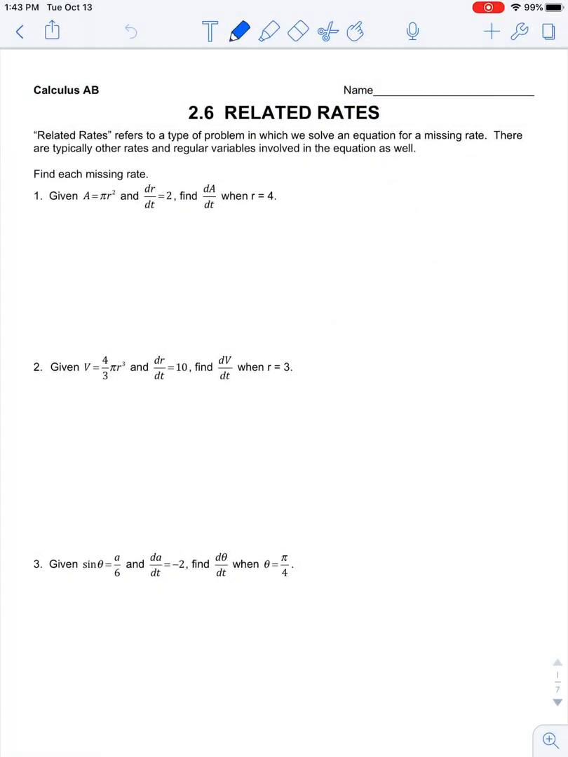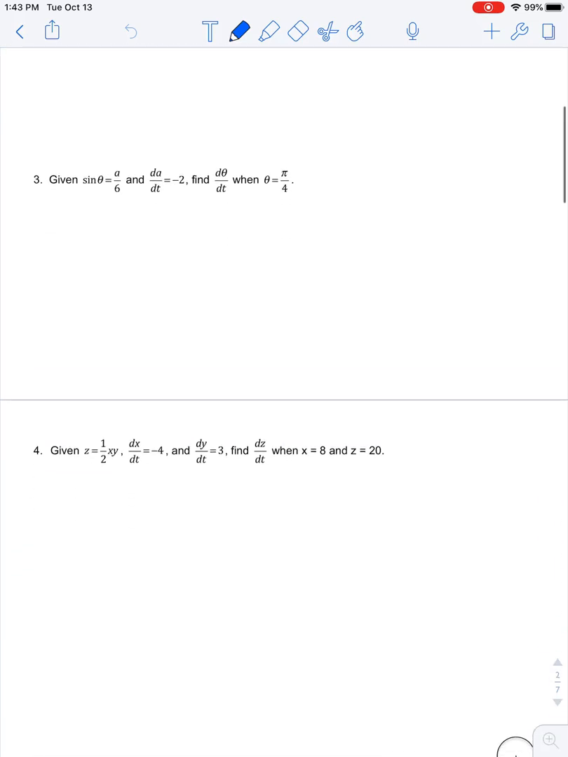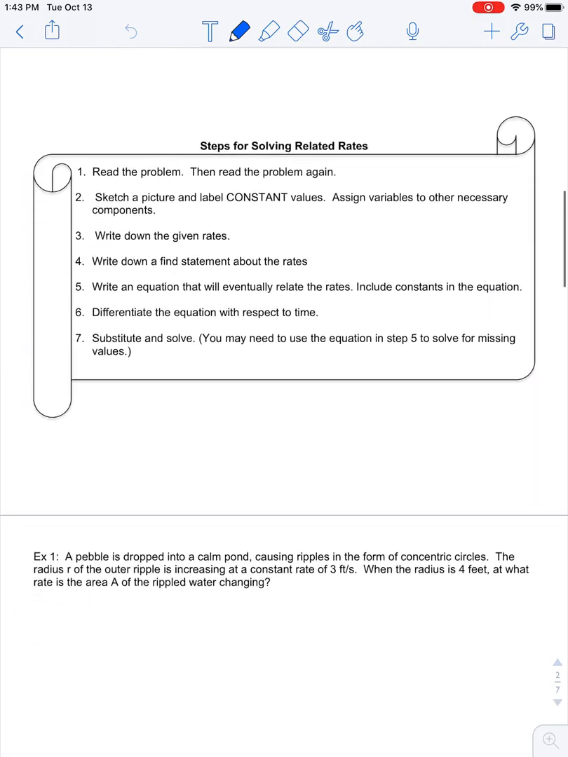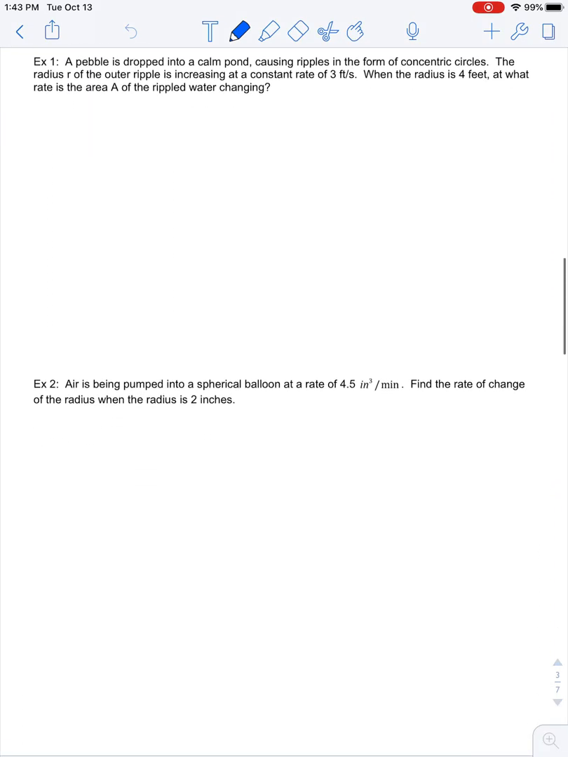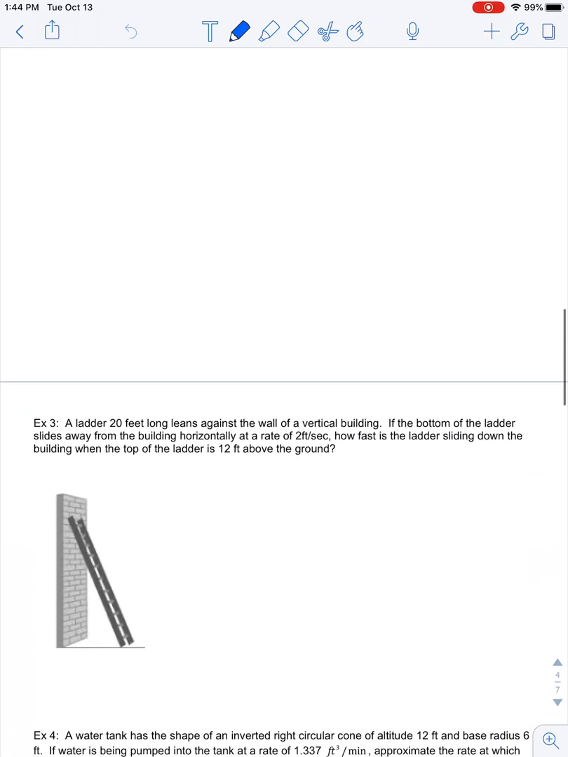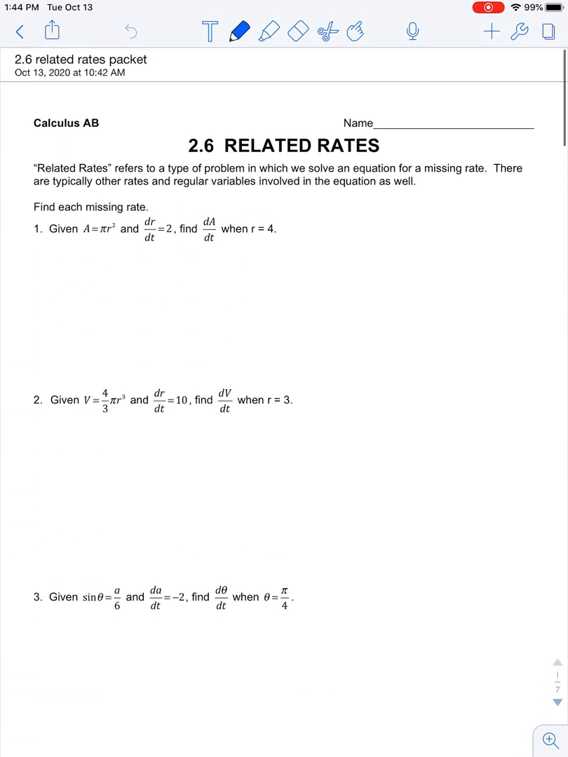Okay, so this is a little introduction to related rates. This entire packet, the first page and a little bit on the second page, is just problems that have no context, just pushing around numbers and variables on the page. If you keep scrolling, you'll see the further examples talk about throwing a pebble in a pond, pumping air into a balloon, this ladder problem, a water tank, etc. So you can see that we're headed towards some more sophisticated types of problems.